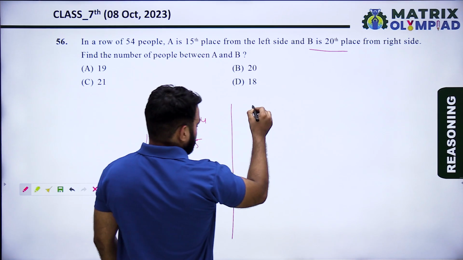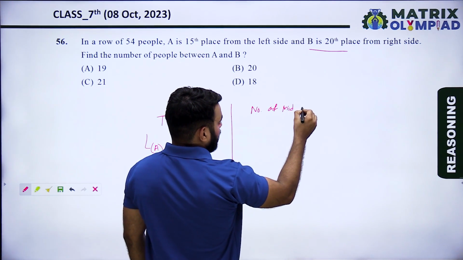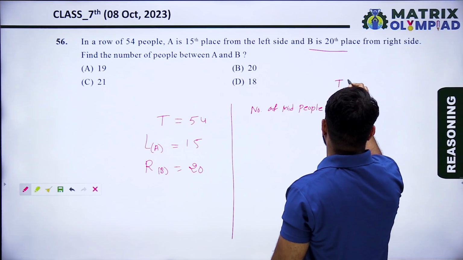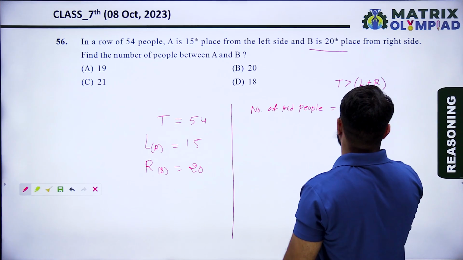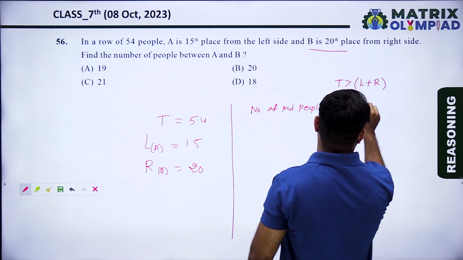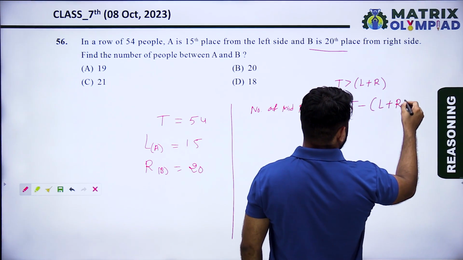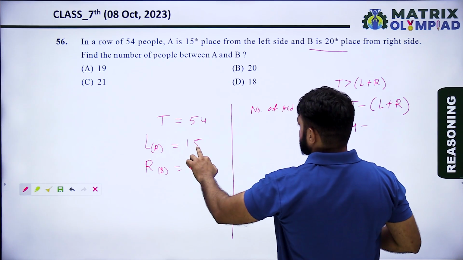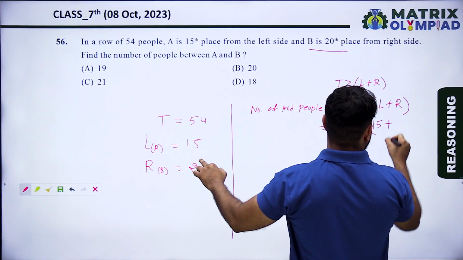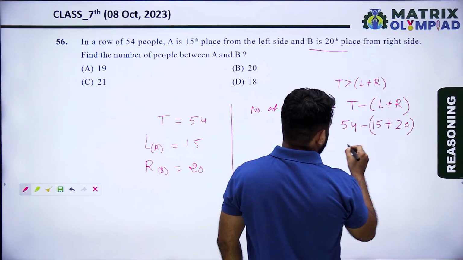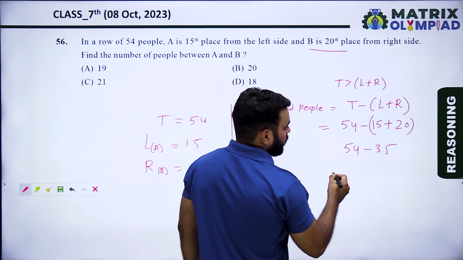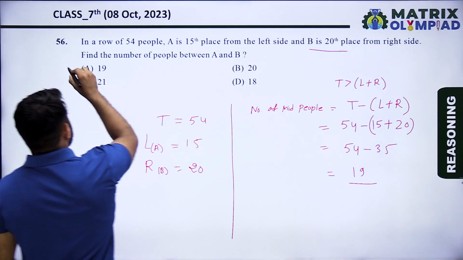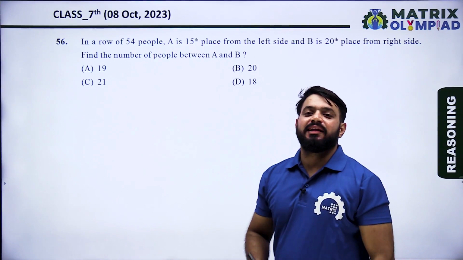So the formula for the number of people in the middle, when total is greater than left position plus right position, is total minus left position plus right position. Okay, so total is 54 minus left position of the first person, 15, and right position of the second person, 20. Okay, 54 minus 35, it means 19. So 19 people between A and B. So option A is the correct answer. Okay, let's move on to the next question.